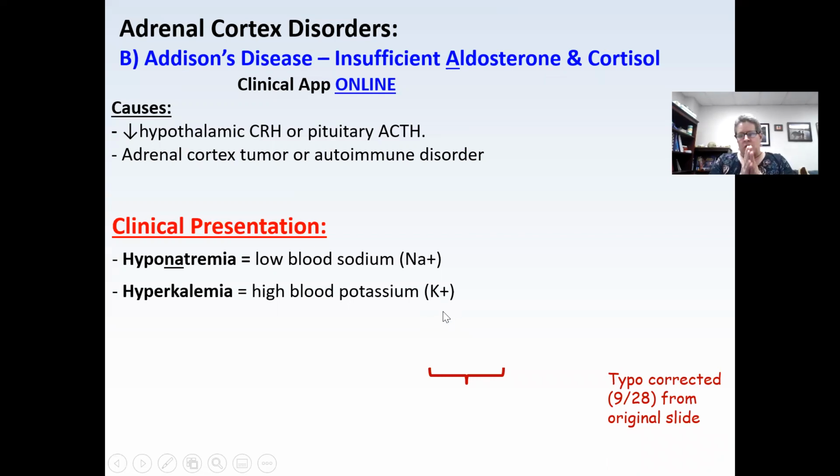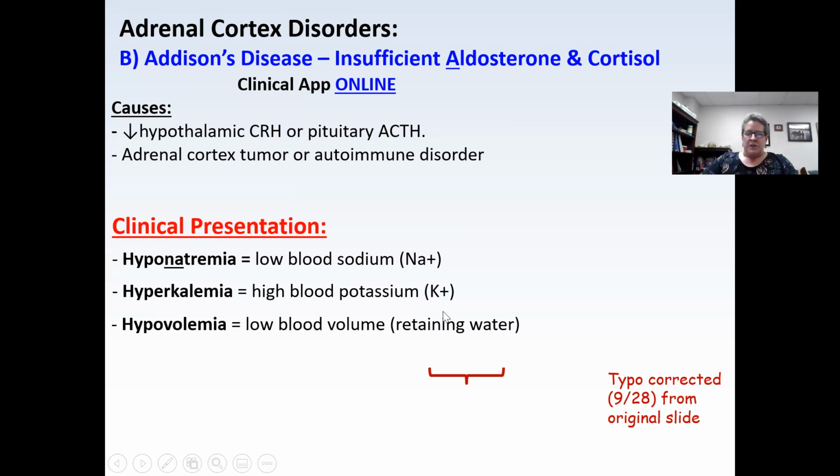Now here's something about sodium and potassium. Wherever sodium's going, potassium's usually going in the opposite direction. So if you pee out or lose sodium, you're going to end up retaining potassium. If you lose potassium, you're going to end up retaining sodium. So in this case, you're gaining potassium.